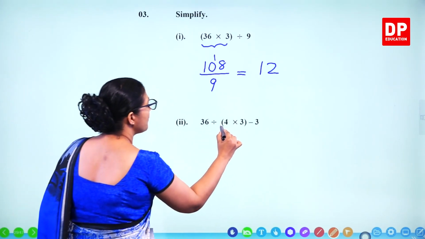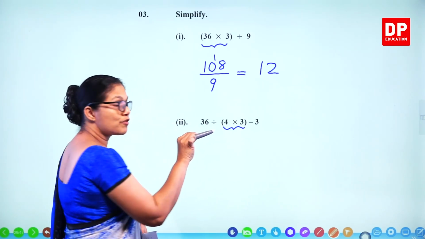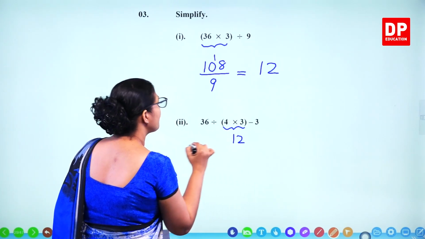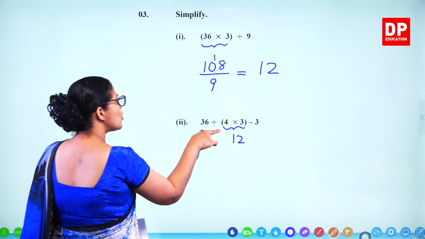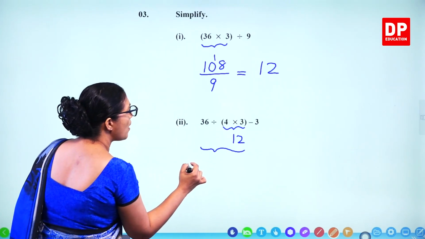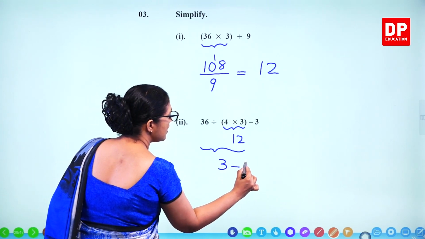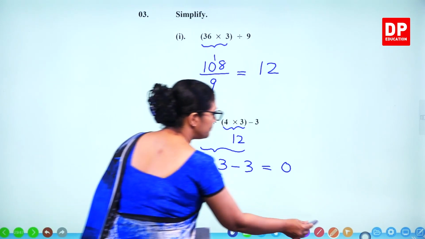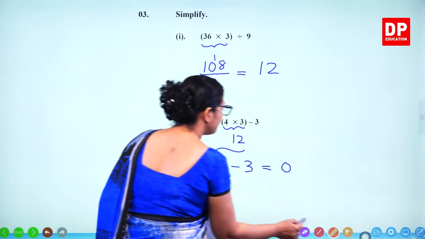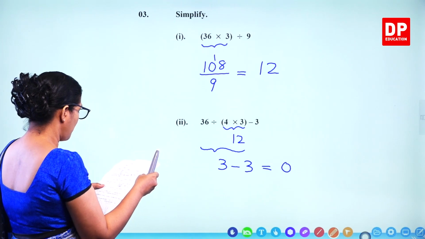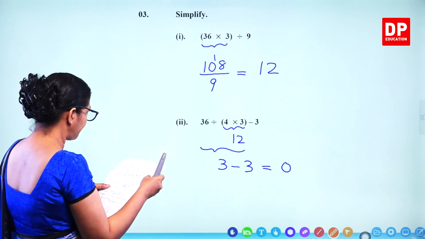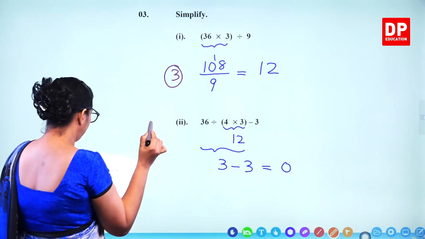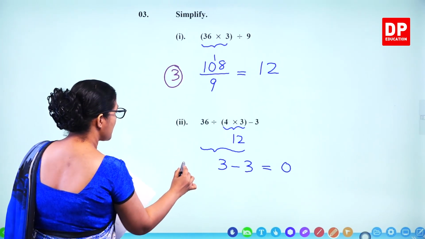What about this one? First brackets. From left to right, you have to first do brackets. 4 times 3, 12. Then what do you do? You have to do the division. 36 divided by 12, that's 3. Then 3 minus 3, you get 0. So how many marks? You get 3 marks for this one and 4 marks for this answer.